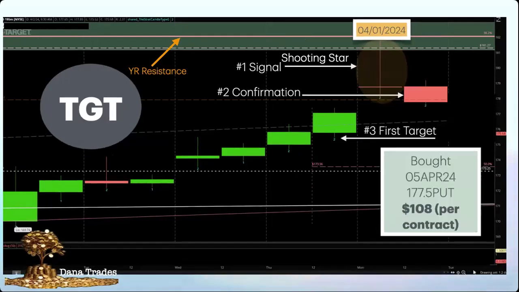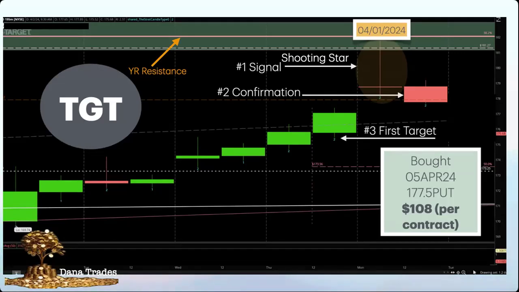The next candlestick confirmed the downward price movement when the stock price dropped below the low price of the signal. Based upon the signal and confirmation, I chose a put options contract from the options chain. Specifically, I purchased a put contract with a strike price of $177.50.